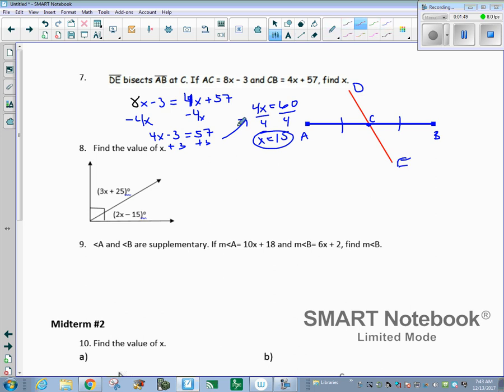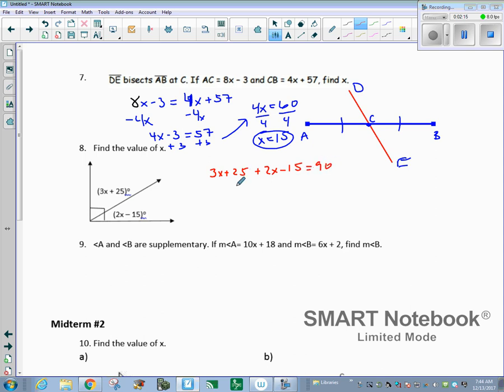All right, in the next example here, they told me we have a right angle. That's what this little box is right here. And that being a right angle, then I know that these two angles are complementary, which means they add up to 90 degrees. I don't know that this guy goes in the middle. It doesn't tell me that they're equal to each other, so I can't set them equal to each other. So the best I can do is say 3x plus 25 plus 2x minus 15 equals 90.